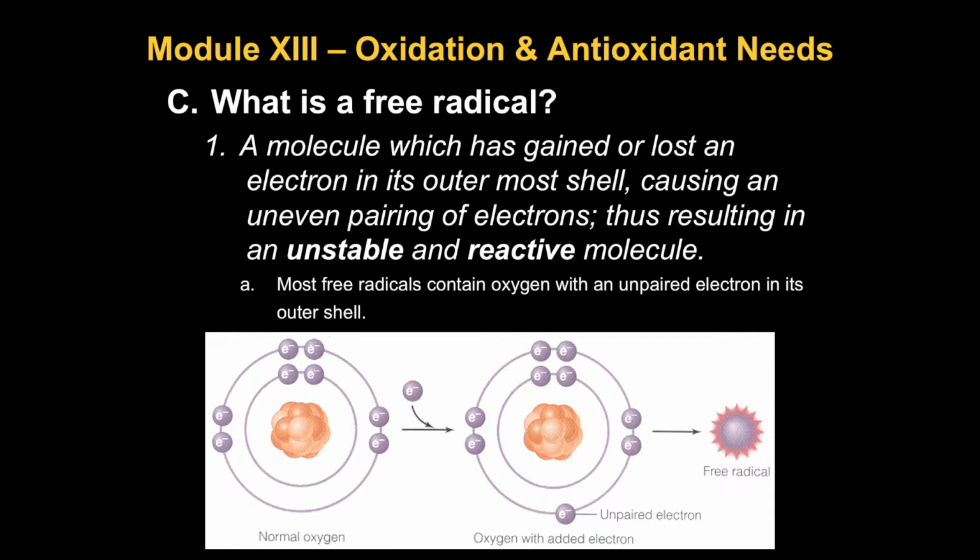What is a free radical? Free radicals are basically the bad guys. This is when you have a molecule that's either gained or lost an electron in the outermost shell, and it basically causes an uneven pairing of electrons. So this atom now becomes very, very unstable, and it wants to become stable, so it basically reacts with substances around it, trying to steal electrons away from other structures, and so that causes damage. So we want to make sure that we mitigate this problem of these free radicals and try and stabilize them as best we can so we can get rid of them.